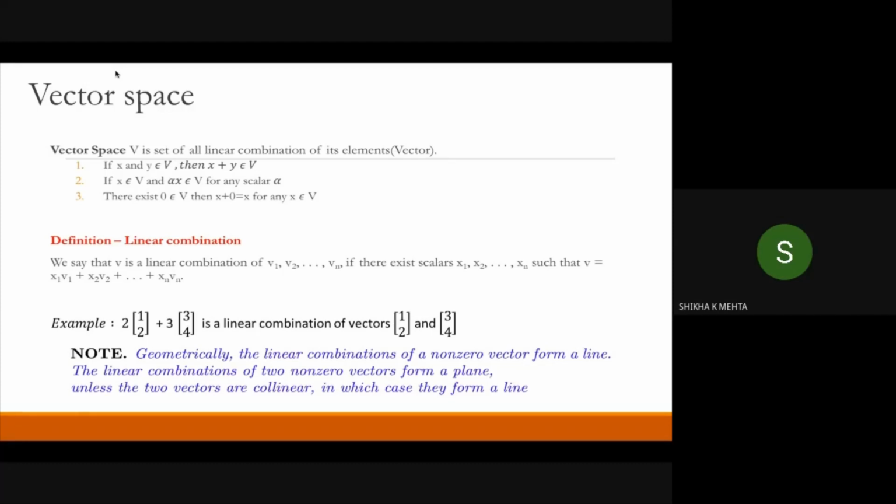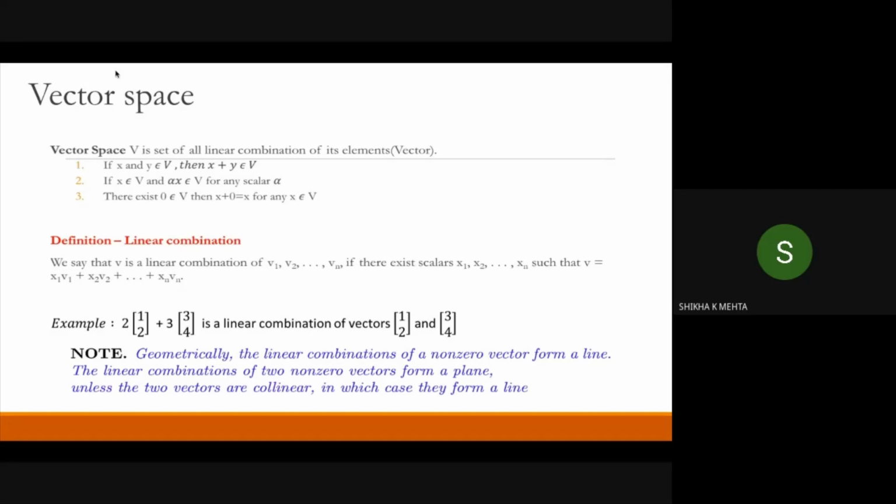So 2 and 3 are scalar variables. You can say they are the scalar constants with which we are multiplying these values of the vectors. Then the addition of these two is a linear combination of the vectors 1, 2 and 3, 4. This is for your information, so that you can understand how we define the linear combination of the vectors.